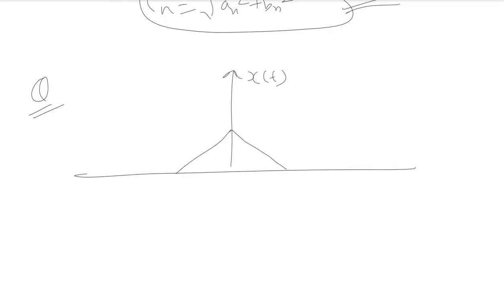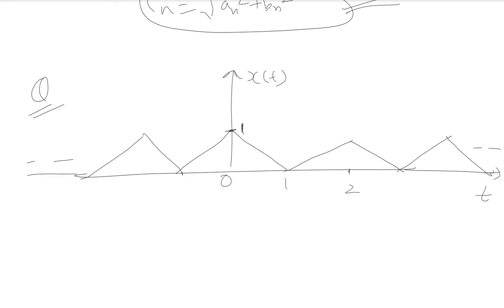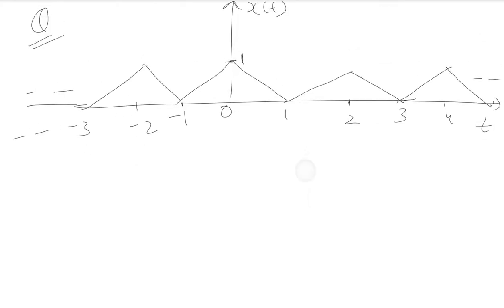Okay, let us practice one question. We are given a periodic signal, which is a triangular signal, its amplitude is 1, with time marks 0, 1, 2, 3, 4, minus 1, minus 2, minus 3, and so on. We need to find the trigonometric Fourier series and also plot the line spectrum.